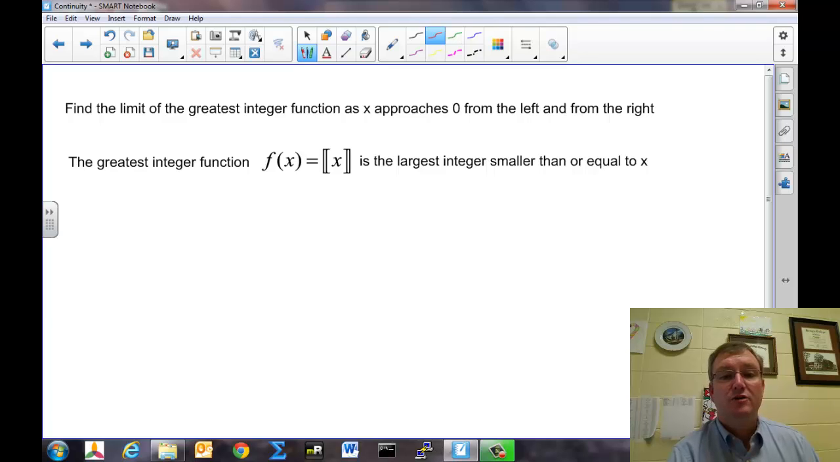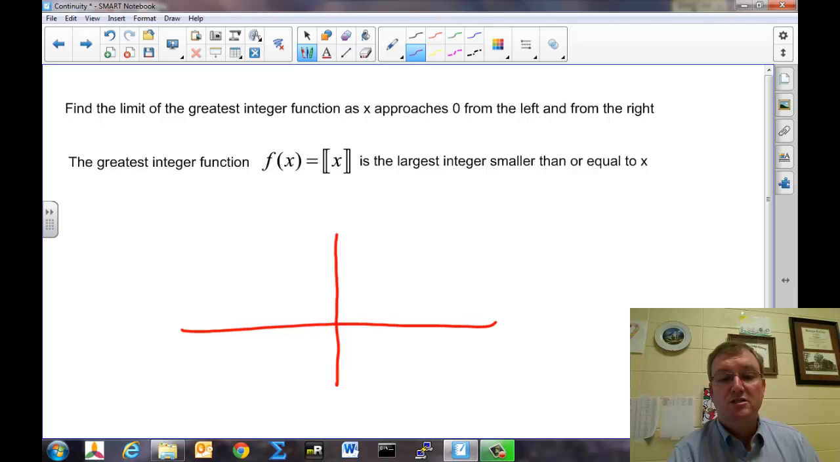The limit of the greatest integer function as x approaches 0 from the left and from the right. Well, what is the greatest integer function? If we go back and read the definition, then we can try to graph this, saying the greatest integer function is the largest integer smaller than or equal to x.